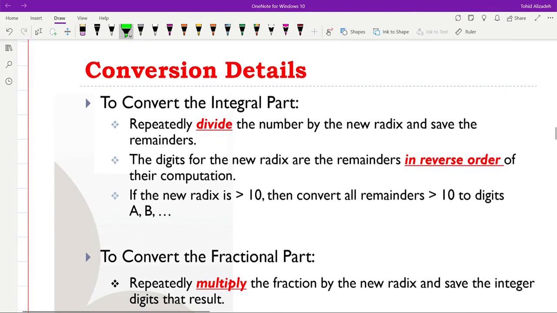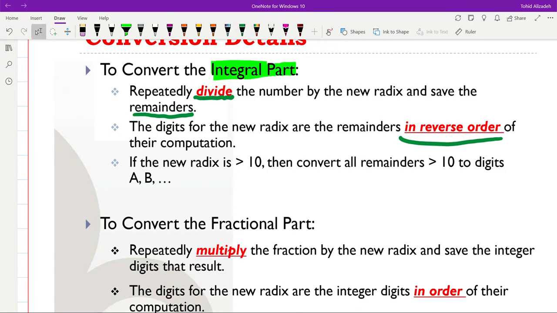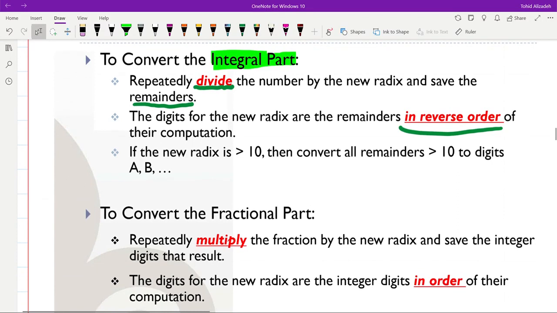So let's see here how it is done for different parts. Regarding the integral part, it's kind of easier. For the integral part, we need to repeatedly divide the number by the new radix and then save the remainders. The remainders will be important for us. Then the digits for the new radix are the remainders in the reverse order. This is important. In the reverse order, we will take the remainders and put them one after each other in order to get the equivalent number for the integer part.